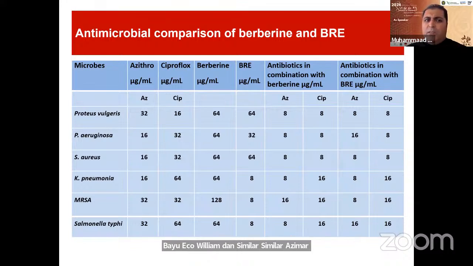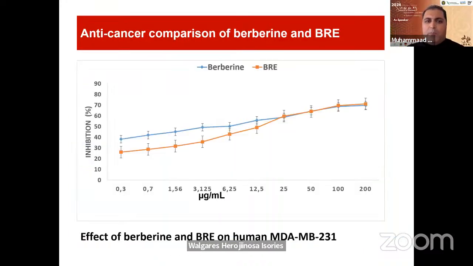This is another study we did for the comparison of the antimicrobial effect of berberine and berberine-rich extract, and you can see in the table that at similar doses of berberine and berberine-rich extract, we almost got an inhibitory effect against all pathogenic bacteria like Proteus vulgaris, Pseudomonas aeruginosa, Escherichia coli, Klebsiella pneumoniae, MRSA, and Salmonella typhi.